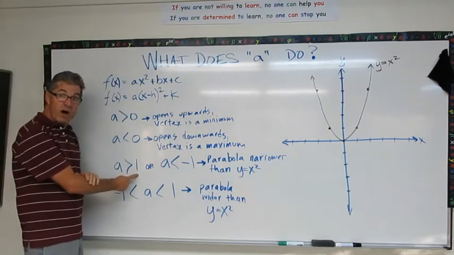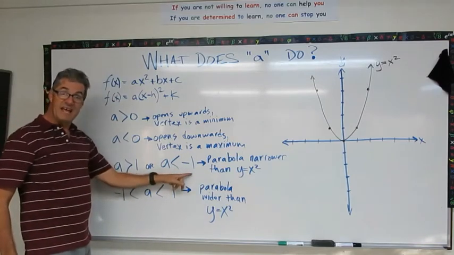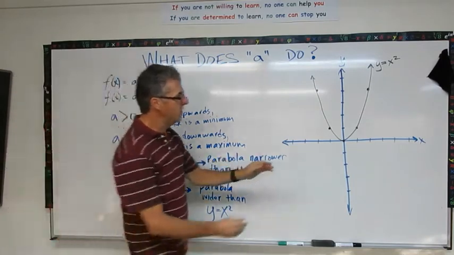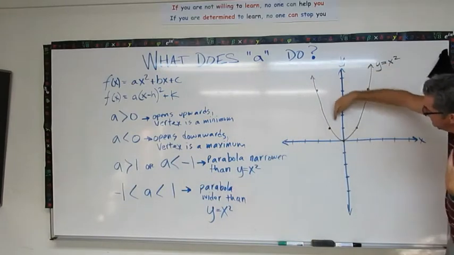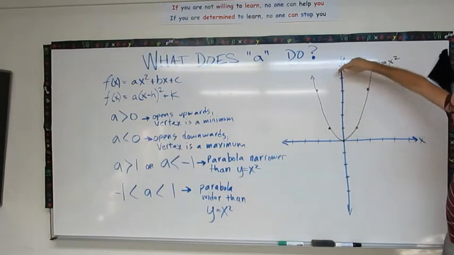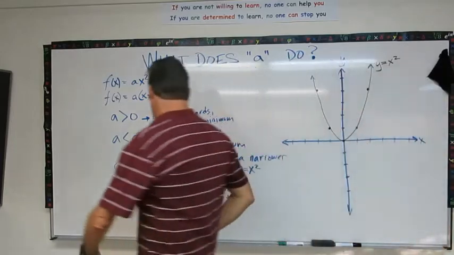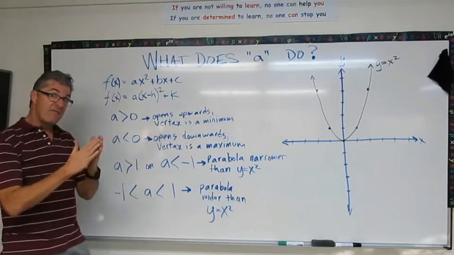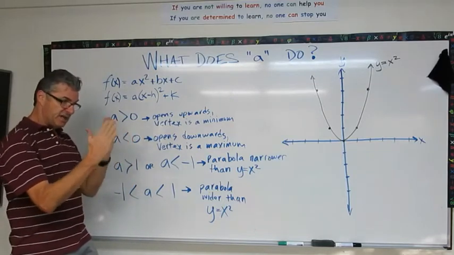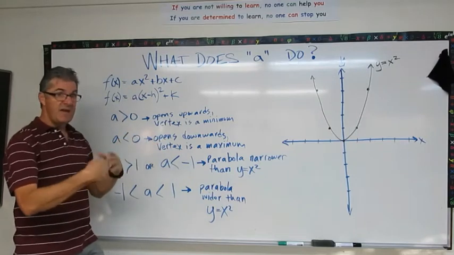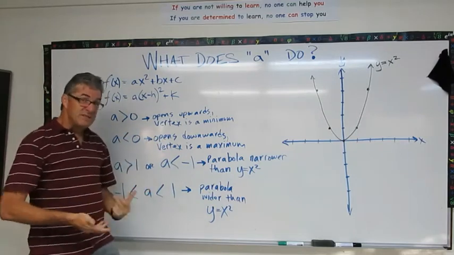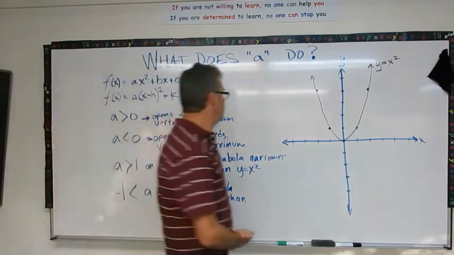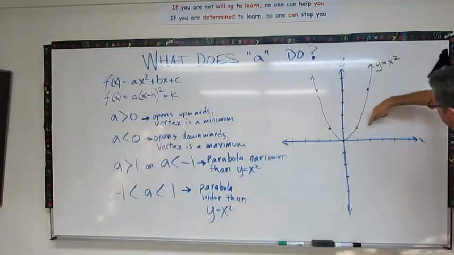This is where it gets a little bit more complicated. When a is bigger than 1, or smaller than negative 1, that means that the parabola is going to be narrower than y equals x squared. So if we graph that parabola, it would be inside. It would be more of a narrow parabola. Okay? Now, if a is between negative 1 and positive 1, that means it's kind of a fraction. It might be a half, it might be a quarter, it might be 3/8, something like that. That means the parabola is going to be wider than y equals x squared. So when that one gets graphed, it's going to be wider like that.